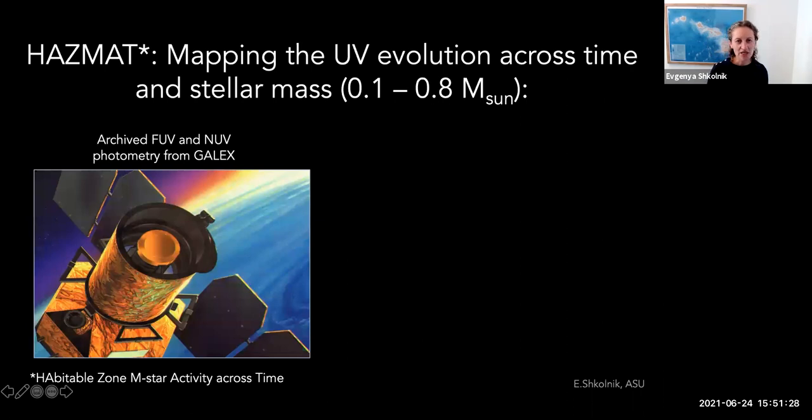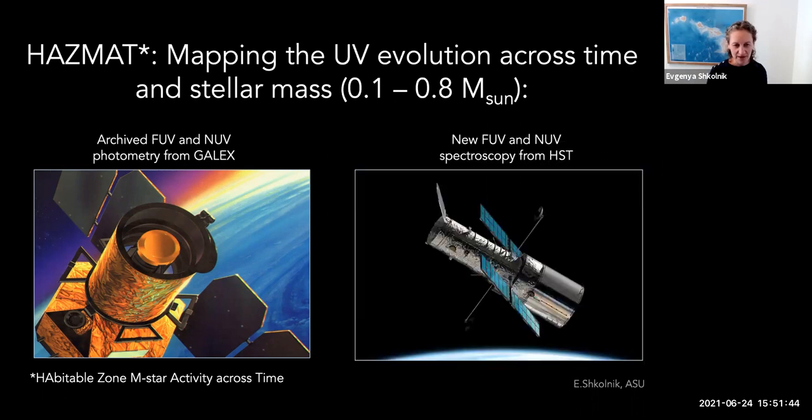And to do this, we used the GALEX archive. GALEX is the last UV explorer that NASA funded. It hasn't been functioning for a decade now, but it has left us with a lovely archive that mapped about three-quarters of the sky in the far UV and near UV photometrically. And we also have a couple of large programs from HST to do spectroscopy of young, intermediate, and old stars, in order to look at the evolution of both the line emission and the continuum emission of these stars.